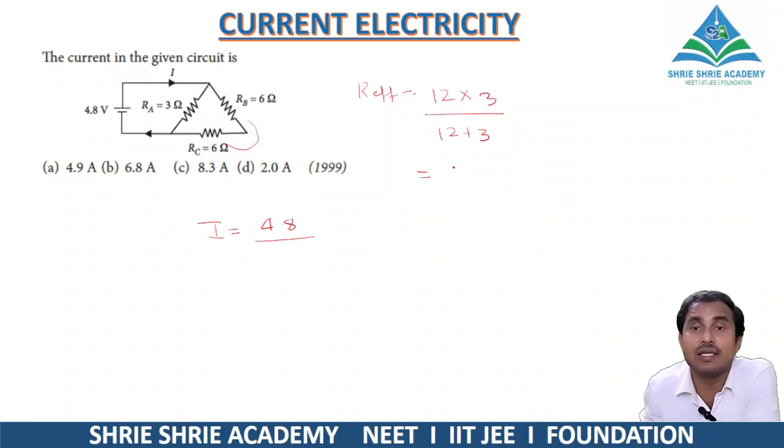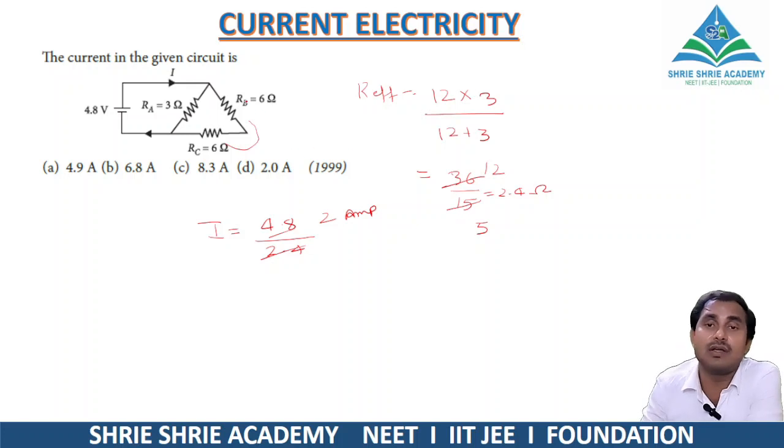So you get here 6 and 6 is 12, 12 into 3 is 36 by 15, which is 2.4 ohm effective. Right. So here total current is equal to total voltage by total resistance, 4.8 by 2.4, which is 2 ampere.